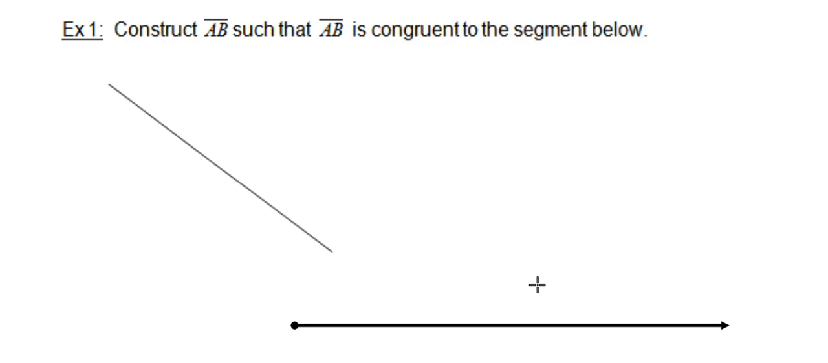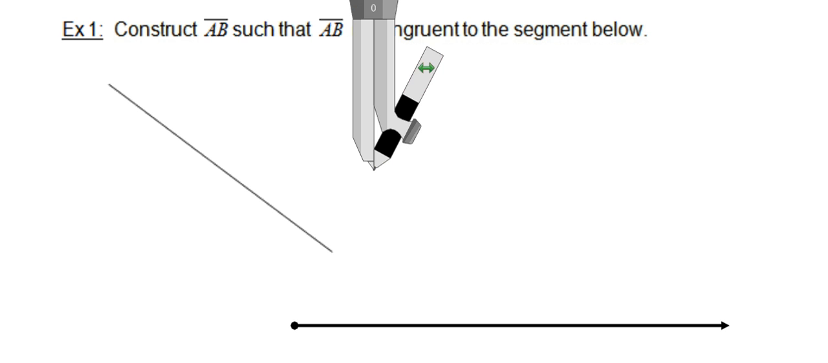Now, something important to remember when you're doing constructions is that your compass is always your measuring instrument. You are never going to measure using a ruler. You are simply going to use that ruler as it was intended, and that is as a straight edge to create straight lines. Since I want to measure the distance between these two endpoints, and my compass is my measuring instrument, I'm going to go ahead and get my compass out.